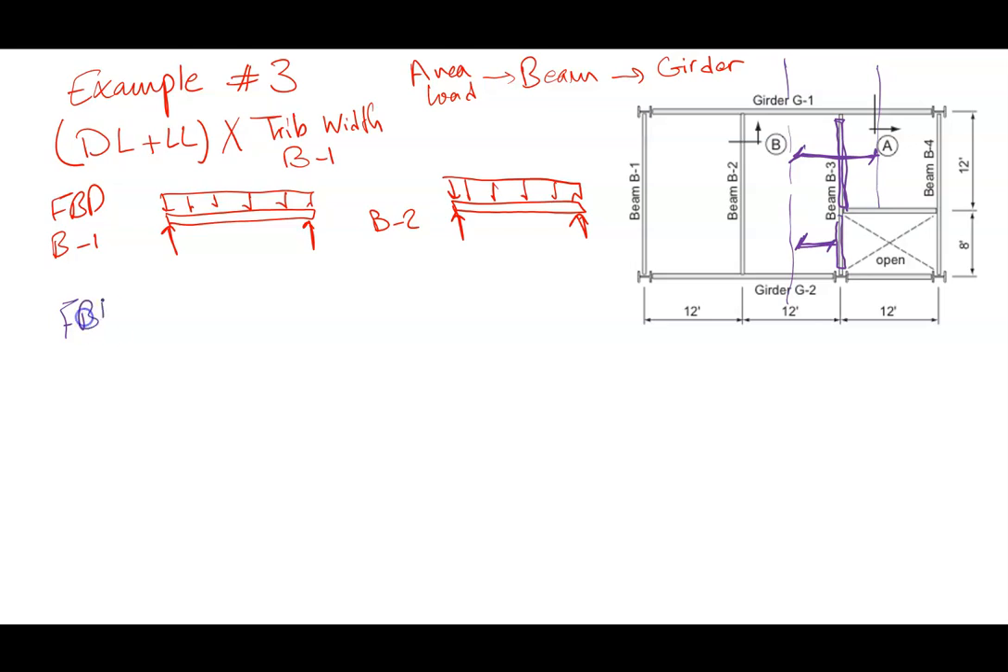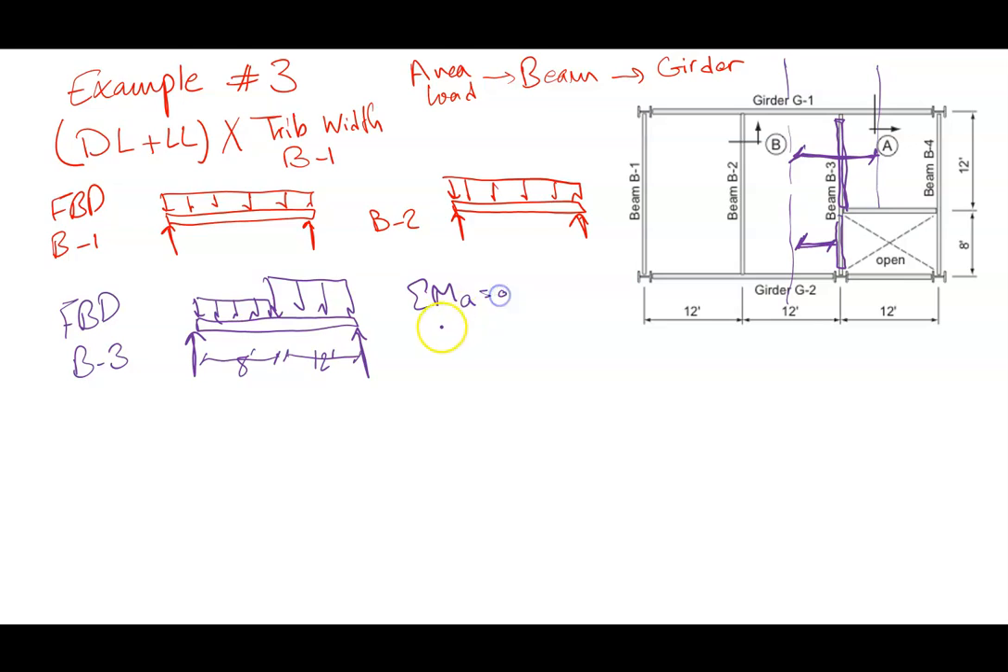So when we do FBD of beam B3, we have two sections with two different load magnitudes. And since this is not symmetric, for this section you have to use sigma MA is equal to 0 and sigma Fy is equal to 0 to solve for the reactions.